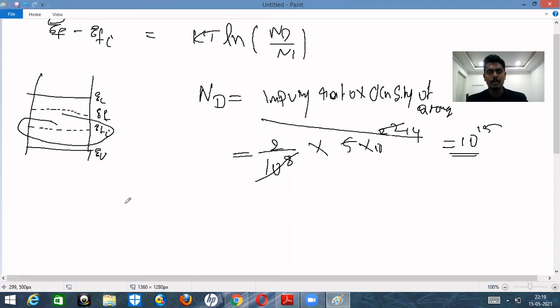Coming on to the problem, the shift in Fermi level with respect to intrinsic Fermi level is equal to KT, which is 0.0259, into ln of ND.